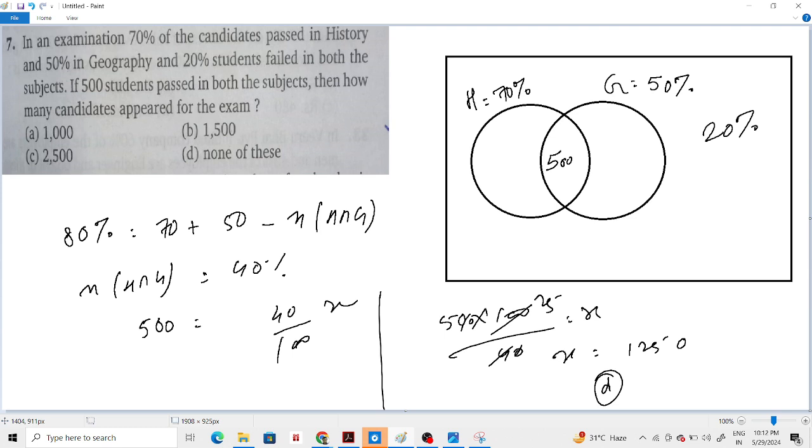Did you understand? Yes, so 500 is the intersection part, that is equal to 40%. Yes, yes. Okay. Understood, sir.